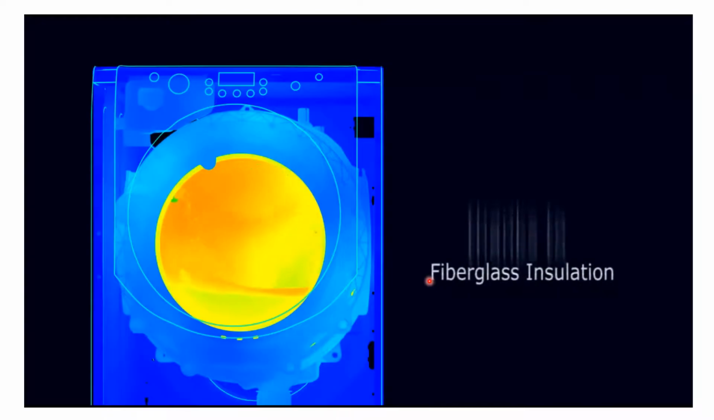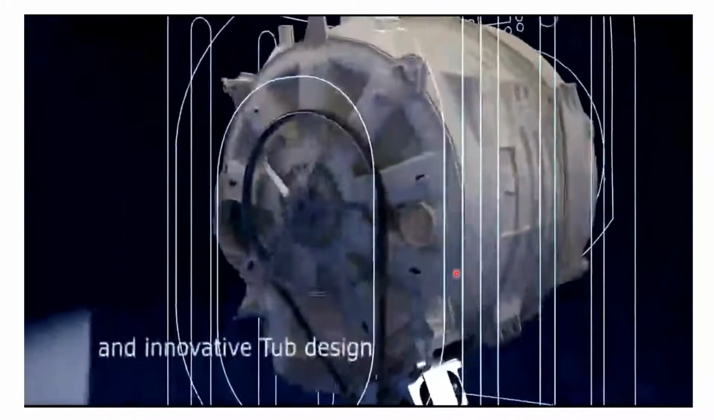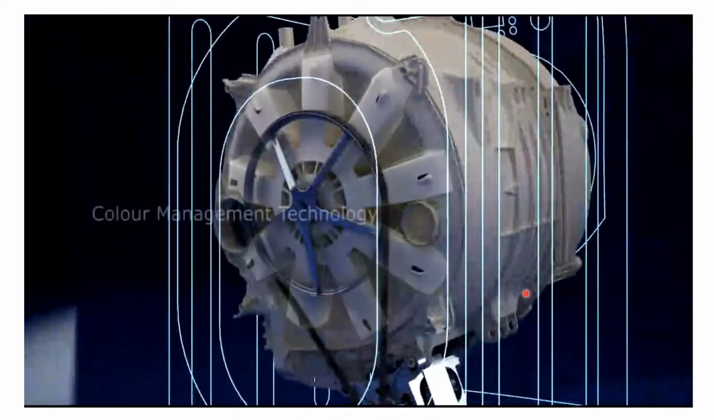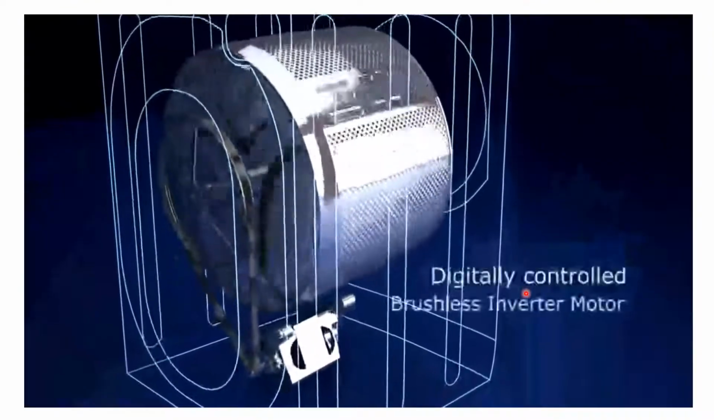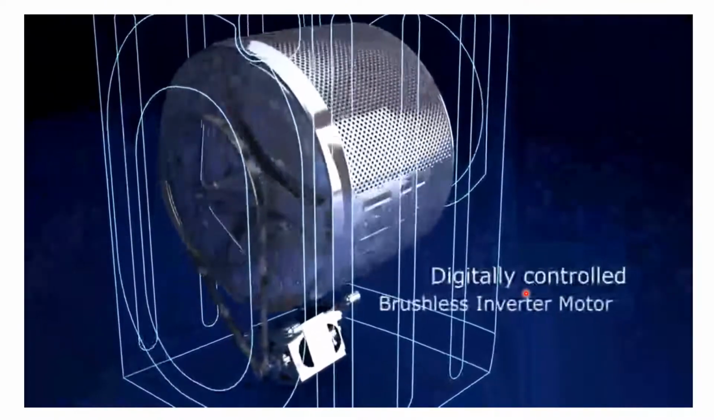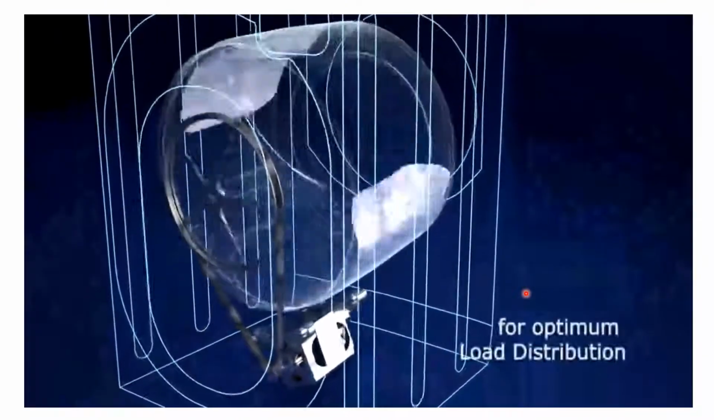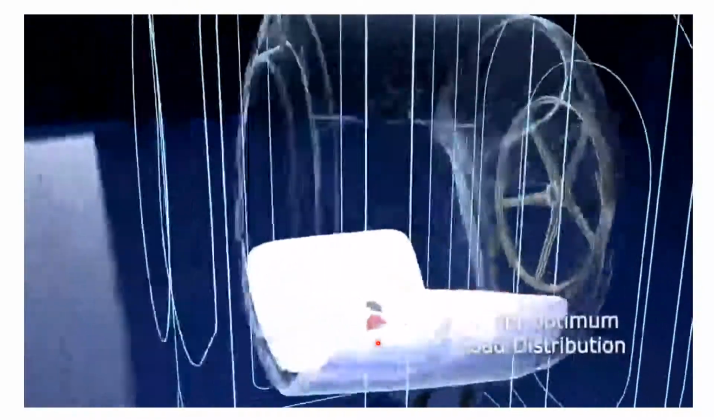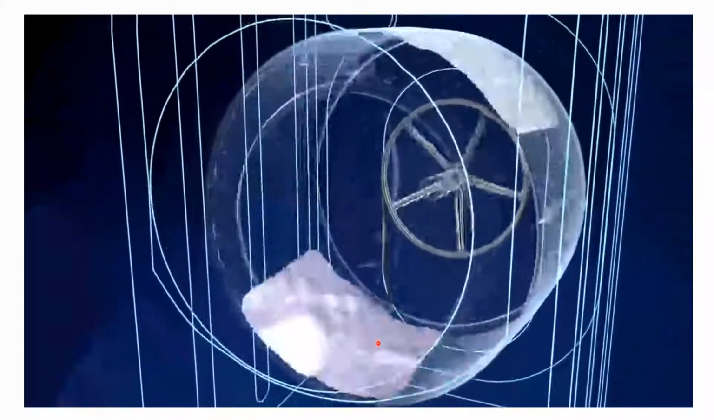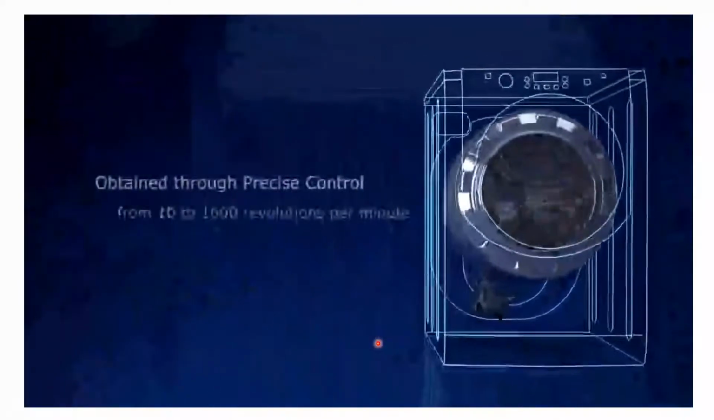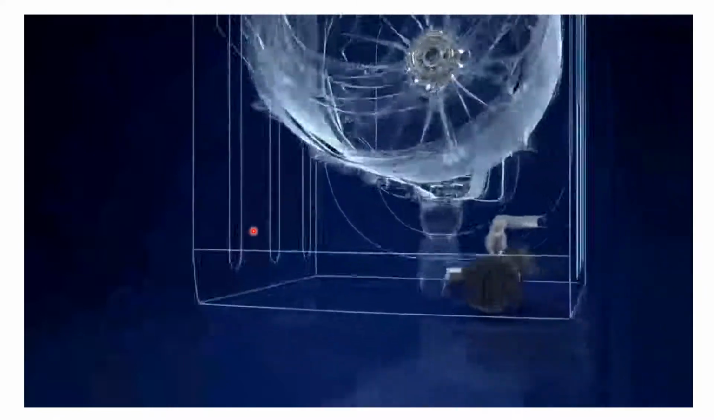And as we told, a constant temperature has to be maintained. So there will be fiberglass insulation as well to maintain this temperature. And they claim that they have innovative designs for fabric. Then you have this digitally controlled brushless inverter motor, so that will help for the smooth cloth load distribution inside the tub also. As I told you, I am repeating that these designs will vary from company to company. So you can have this 1600 revolutions per minute also, as I mentioned already.